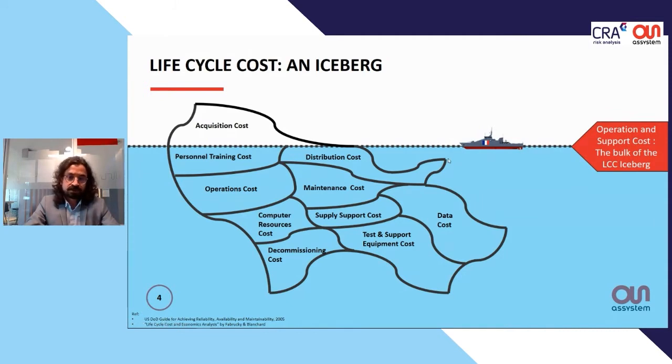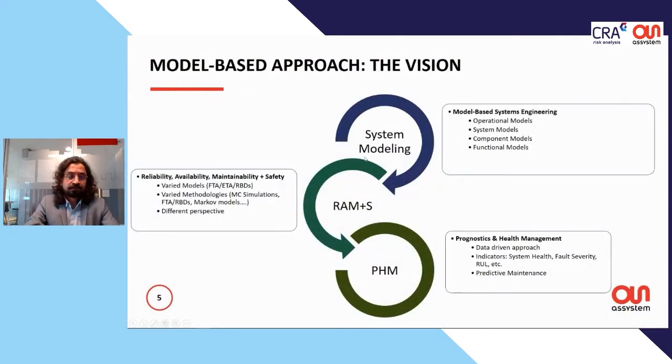And why would we need that? This is the main point of the topic. Within this model-based approach, the vision within ASSYSTEM is to integrate the system modeling, which is currently based in ASSYSTEM on model-based system engineering, and the reliability, availability, maintainability, and safety. Here I'm using the RAM plus S sign because some practitioners consider the RAM and the safety part to be separate. But in this presentation, I will be using the word RAMS for now.